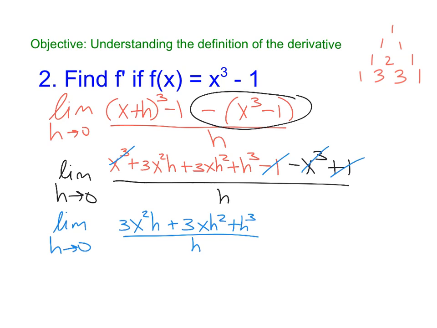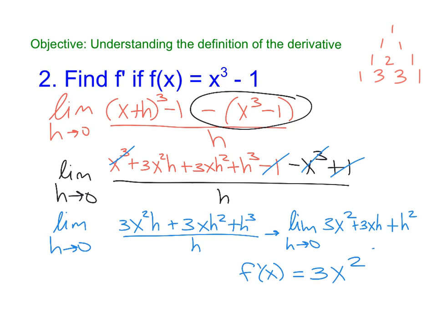We can divide. We're going to divide each of these by h. So the limit as h approaches 0. So my first term, 3x squared, that h cancels, plus 3xh plus h squared. Now I can plug the 0 in, and I get 3x squared. So f prime of x is 3x squared, and we are done.